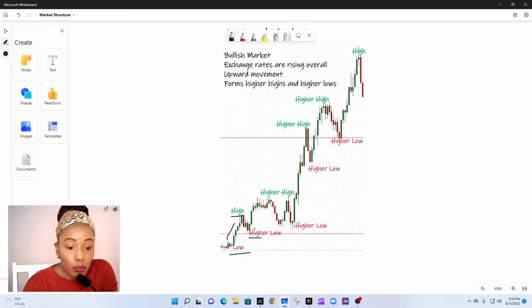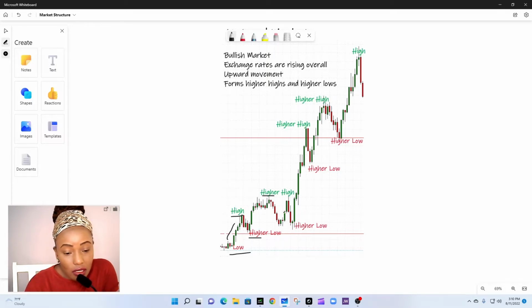Then what happened next? Price pushed forward to form another high. And this other high is higher than the previous high, the first high that we saw here. So this is an area of interest because it has formed a higher high compared to the first high. So we label it higher high. After that, what happens? Price pulls back again to a lower price point and forms a lower high.